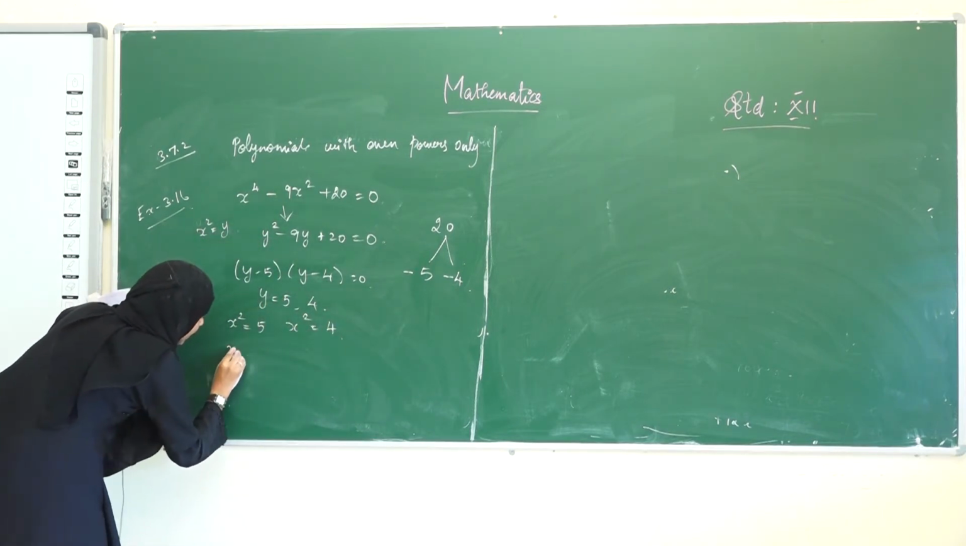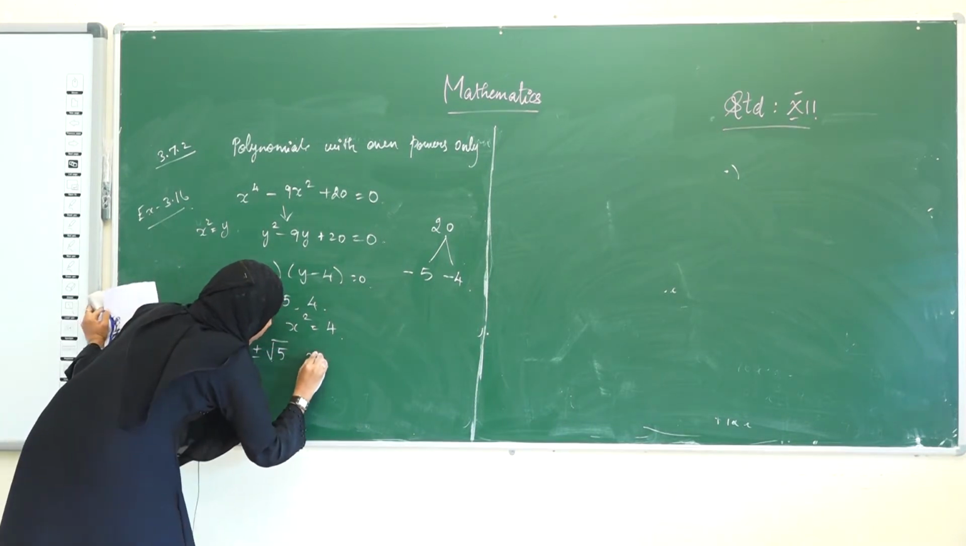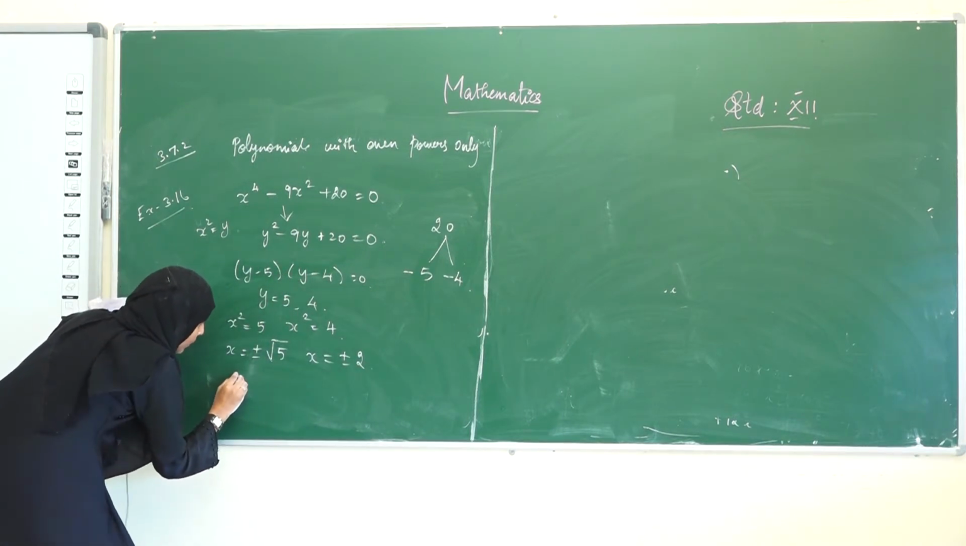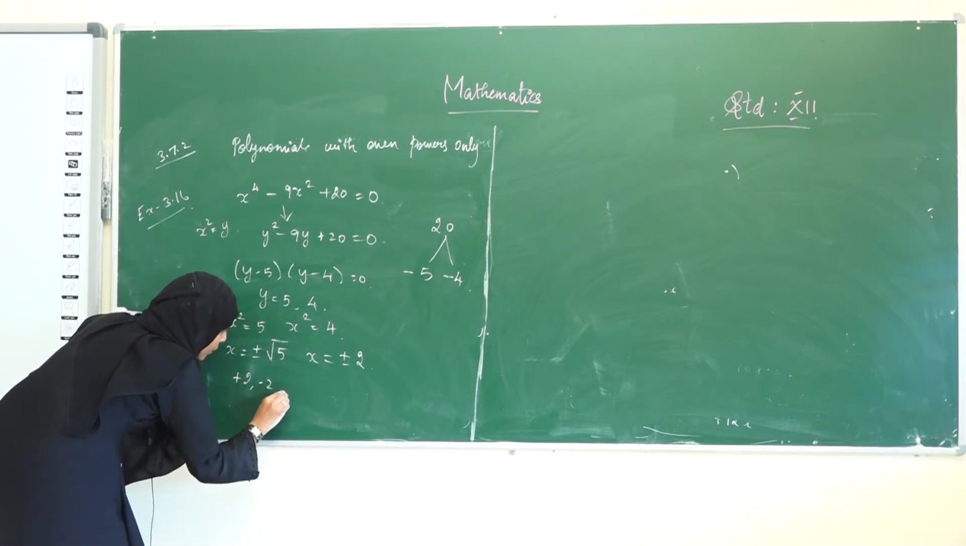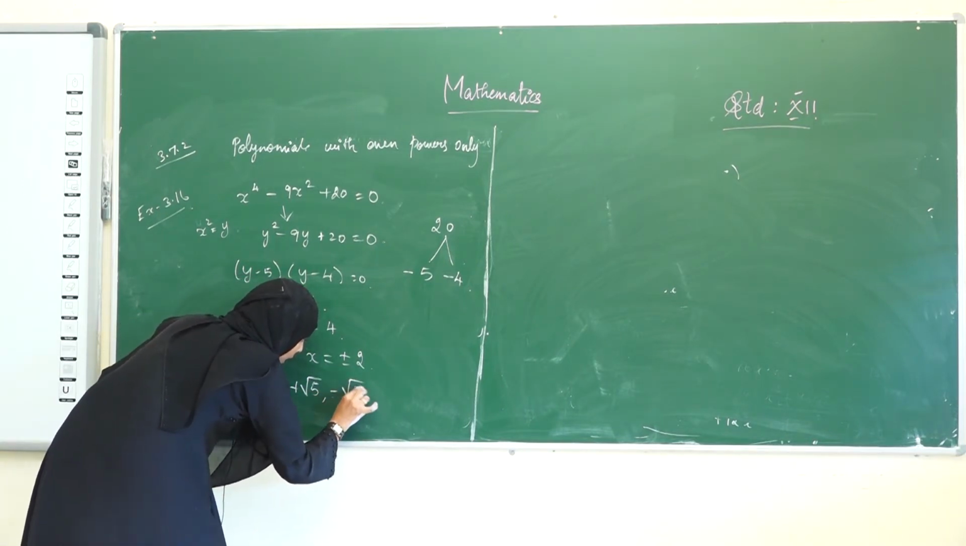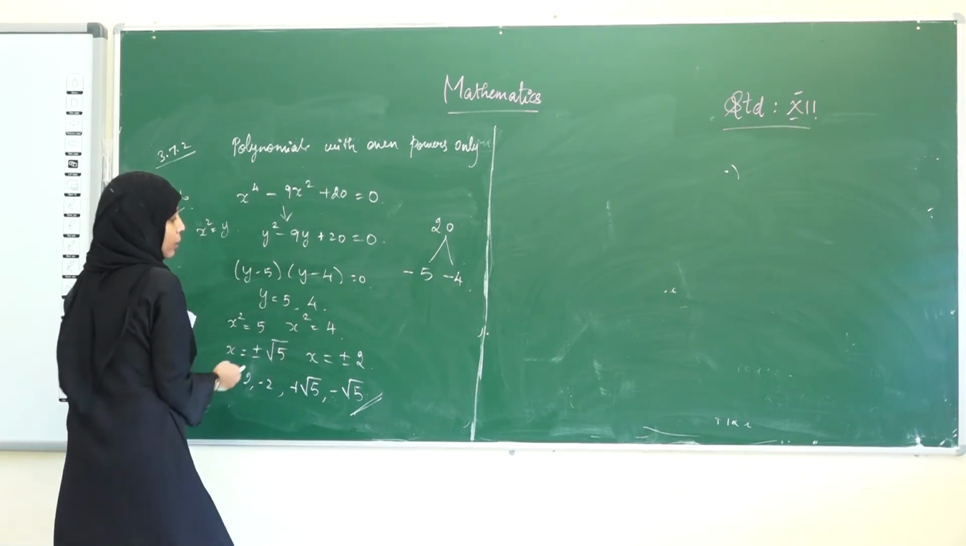So, the value of x is equal to plus or minus root 5, and the value of x here is equal to plus or minus root 4. So, we have 4 roots, that is plus 2, minus 2, plus root 5 and minus root 5. These are the 4 roots. We have solved this equation which has only the even powers.